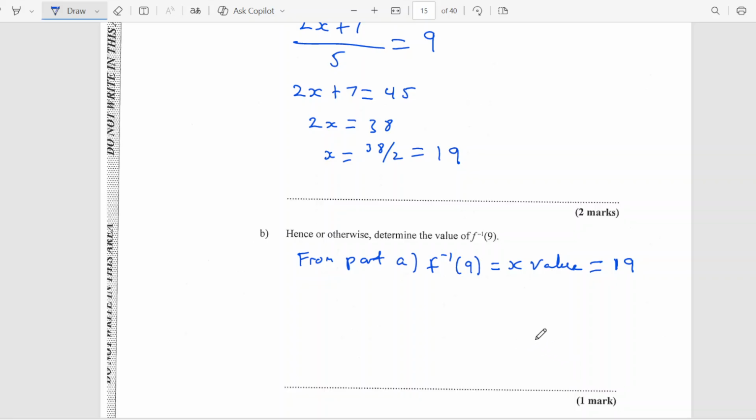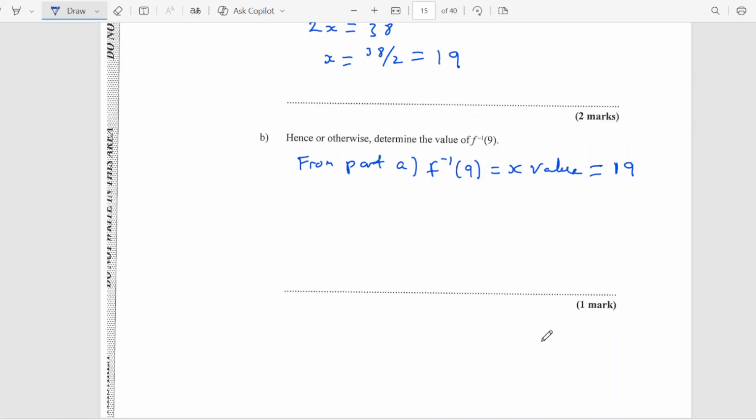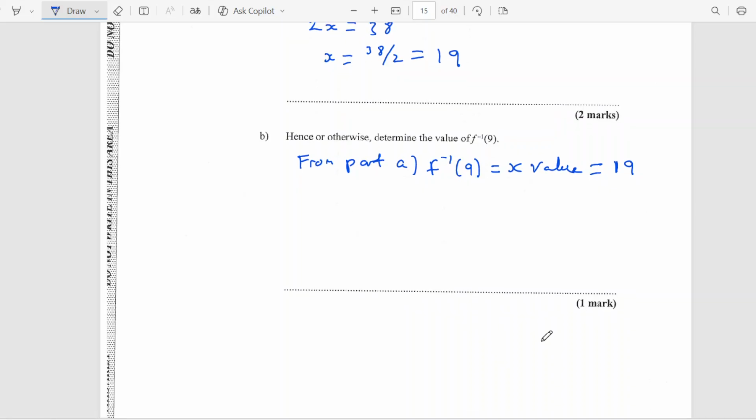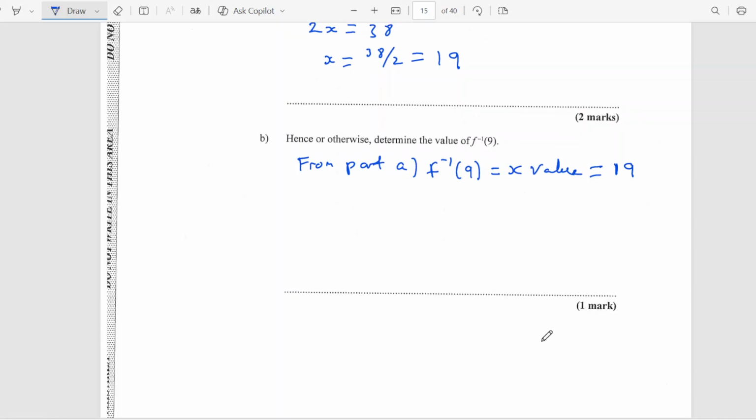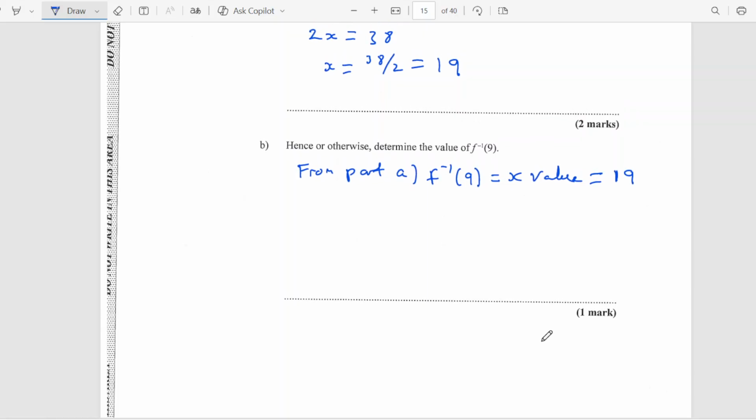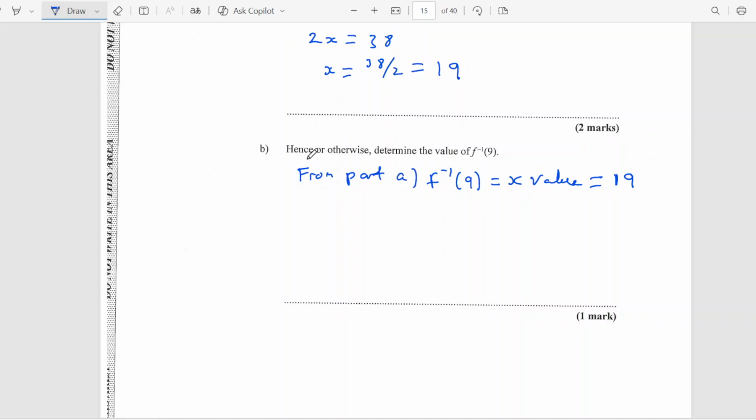Anybody find the inverse and put in the x value? No? I see you finding the inverse. Right, and they put in the value of 9 and they get 19. I just asked who found it. Shake your head, let me know. Right, so that is the long way, but that is only 1 mark. So either way could work. That's why they say here, hence or otherwise.